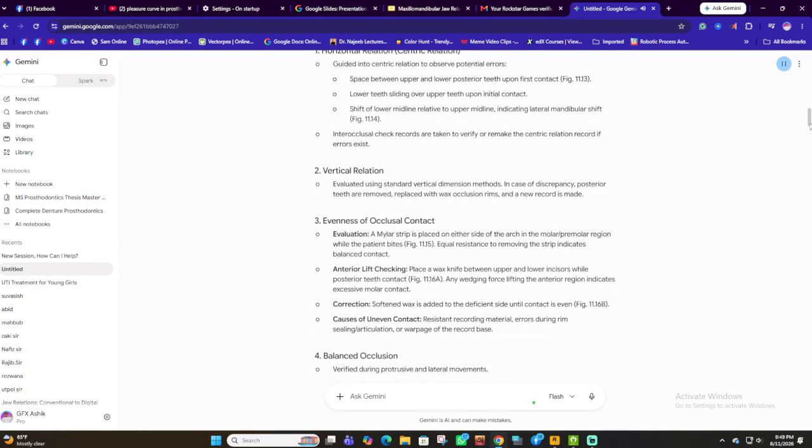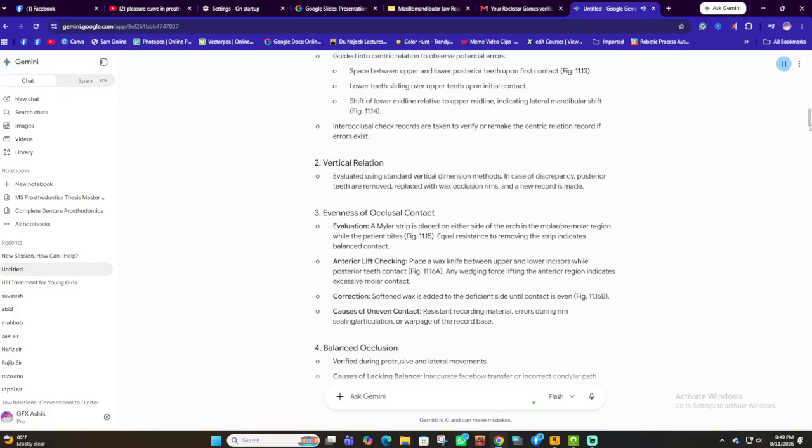Anterior lift checking: place a wax knife between upper and lower incisors while posterior teeth contact, Fig. 11.16a. Any wedging force lifting the anterior region indicates excessive molar contact. Correction: softened wax is added to the deficient side until contact is even, Fig. 11.16b. Causes of uneven contact.